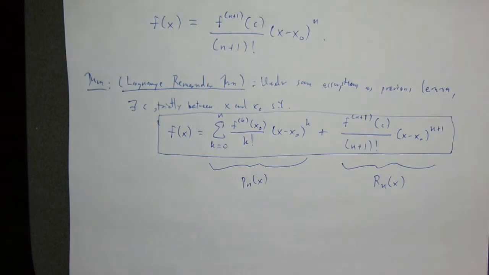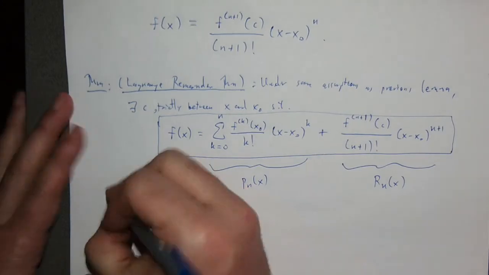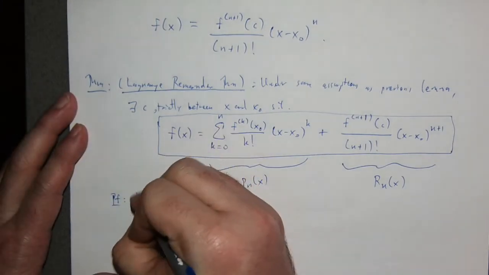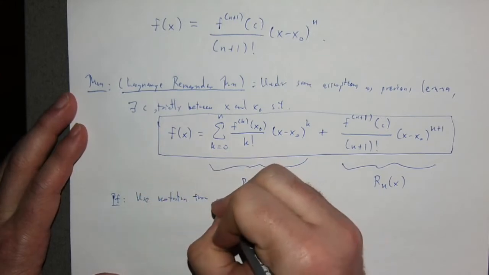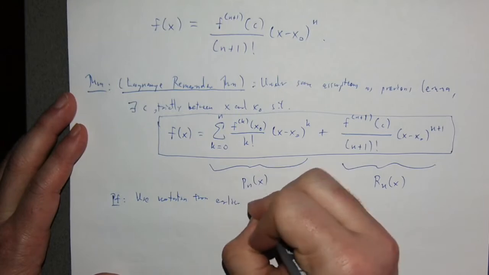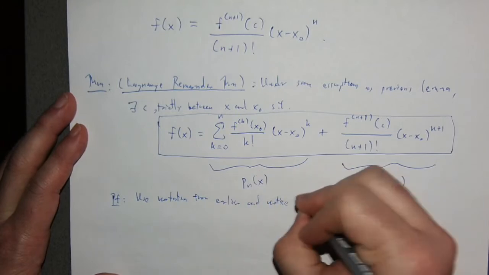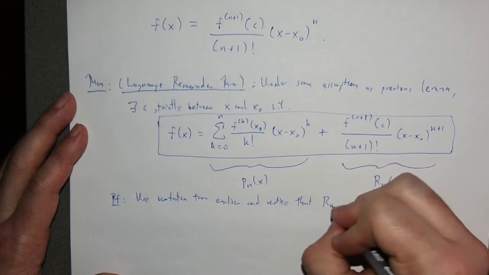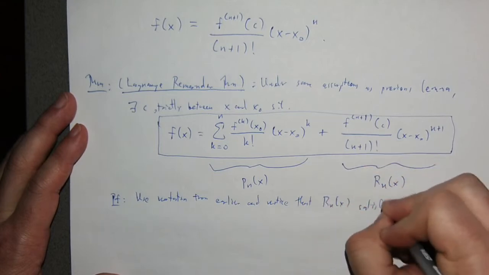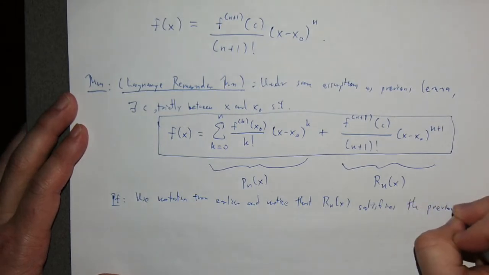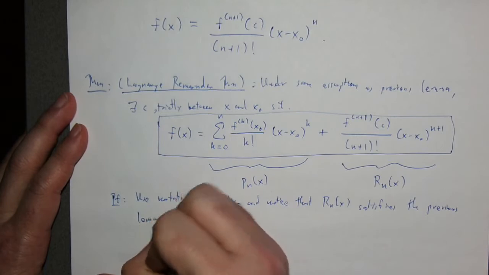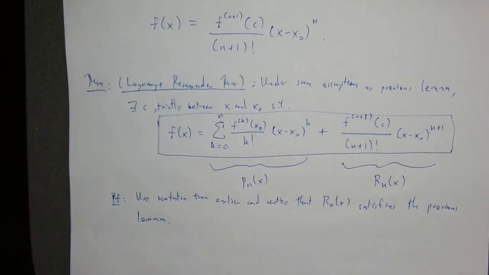Now, what is the proof of this? Well, the proof is actually to use notation from earlier. And notice that R sub n of x satisfies the previous lemma. What I mean by satisfies is that it satisfies all the hypotheses it needs to apply the previous lemma. Apply the previous lemma to it, and that's exactly what you get.